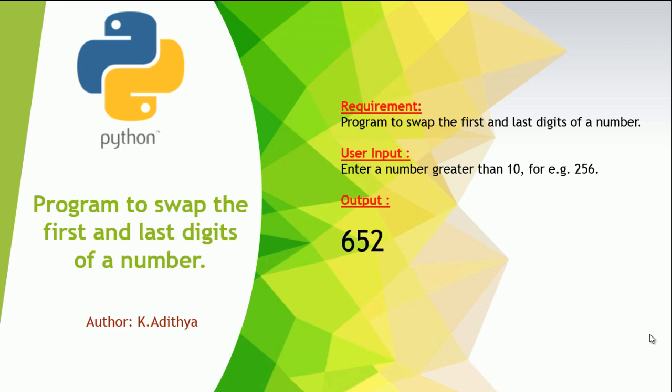Today I am going to show you how to write a program to swap the first and last digits of a number in Python. Okay, let's assume that the user has given the input 256. The output will be 652. Now let's see the code.